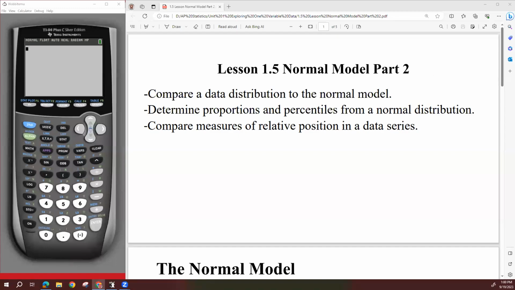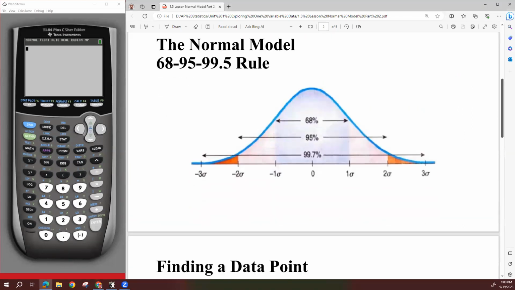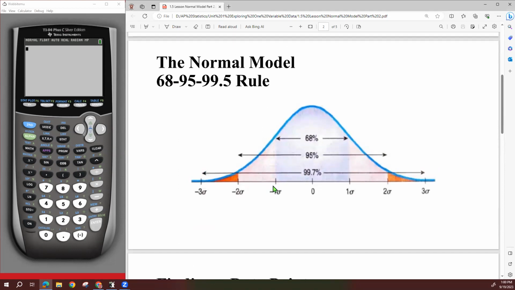Well, today we're going to continue our discussion of the normal model. Sort of do the reverse of what we did in the previous lesson. So in the previous lesson, we talked about the normal model and how almost all of the data points in a normally distributed data set will fall within three standard deviations above or below the mean. And we talked about this 68, 95, 99.7 rule.